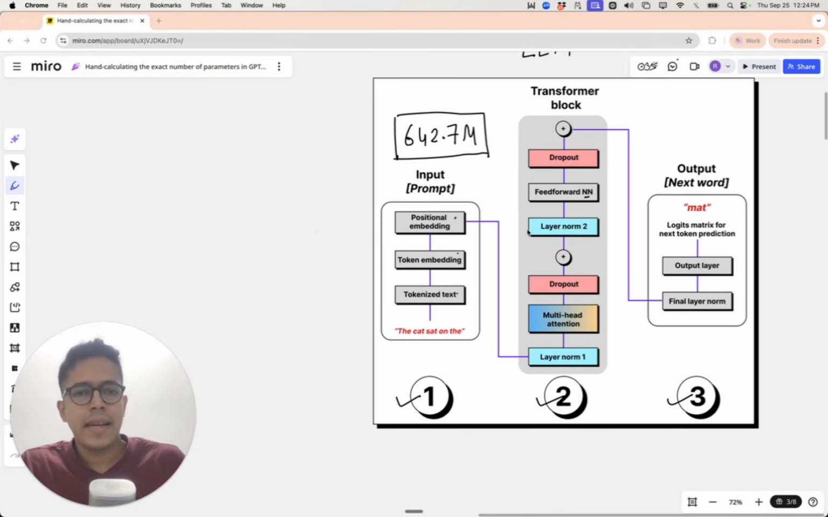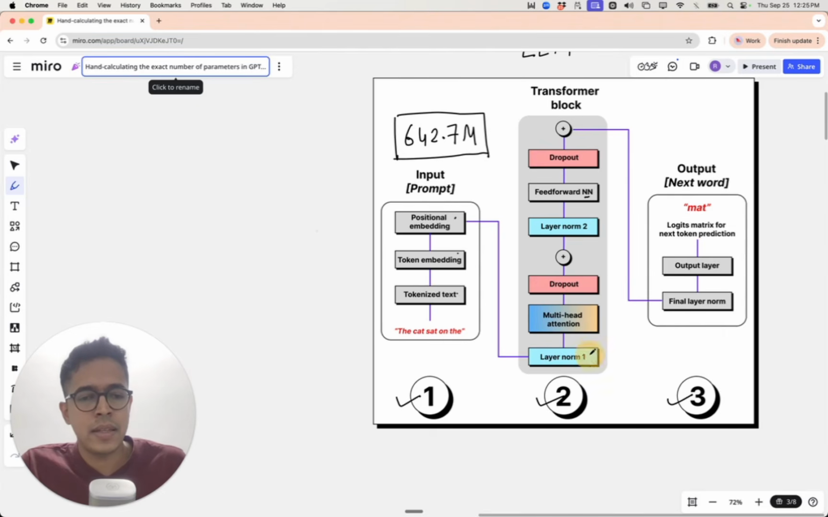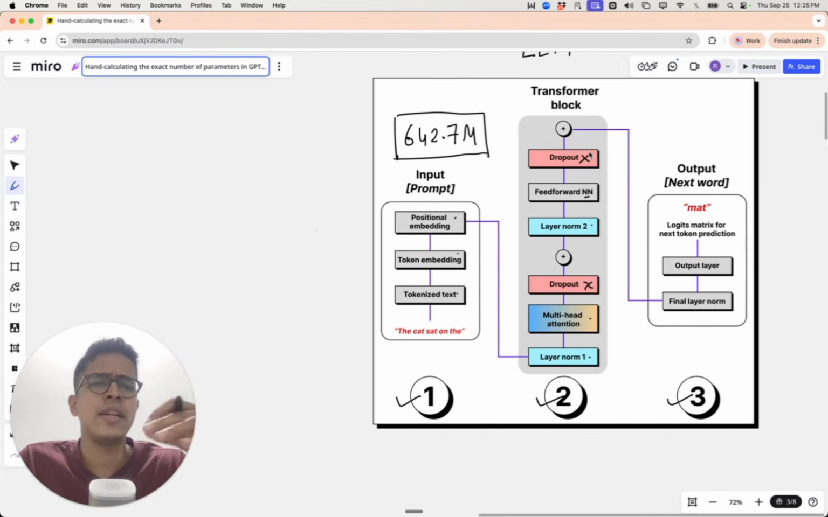Now let's go to the second part, which is the transformer block itself. As I mentioned, there are 96 such blocks. I'm just drawing one block here. There are a few places where parameters can be expected. There will be some parameters in each of these layer normalizations, and of course in the multi-head attention. Dropout does not introduce parameters because you are simply randomly not using certain neurons. But there will be additional parameters in the feed-forward neural network.